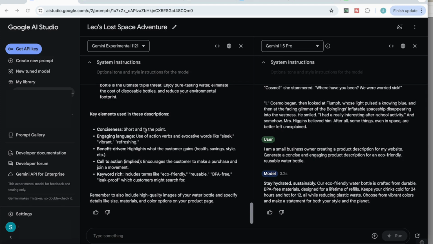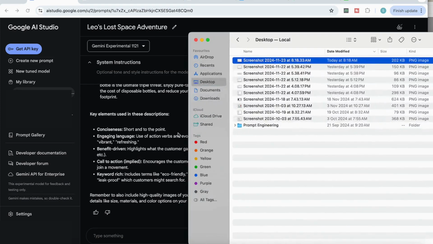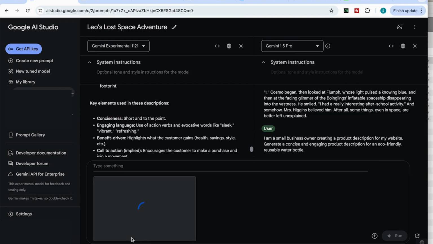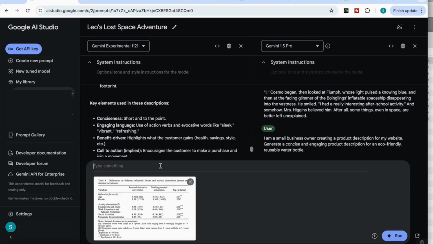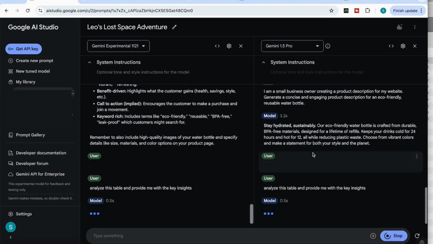questions. So the next thing I want to compare is analyzing how it does with a table from an image and comparing the analysis across these two models. So I'm just going to attach here my screenshot of a table from a research paper, and I'm just going to add here a prompt that says, analyze this table and provide me with the key insights.